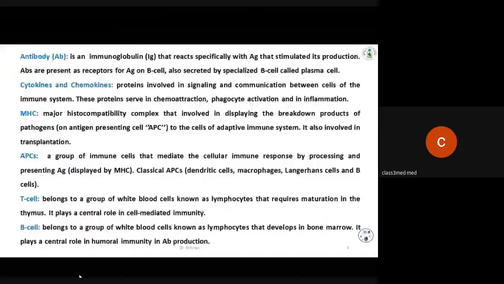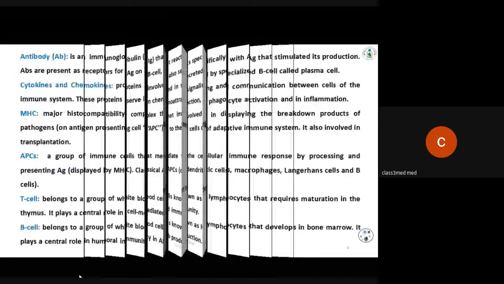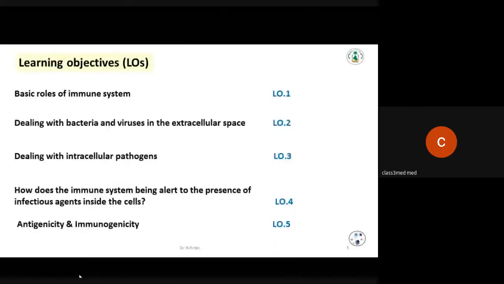Of course, these definitions are required from you: the basic tools of the immune system. How does the immune system deal with bacteria and viruses in the extracellular space, how does it deal with intracellular pathogens, and how does the immune system become alert to the presence of infectious agents inside the cell? And we will mention these terms, antigenicity and immunogenicity. Dr. Dania already mentioned innate and adaptive immunity, right?